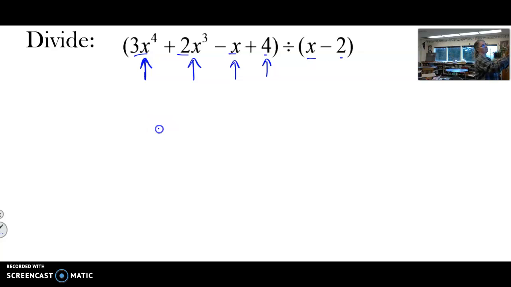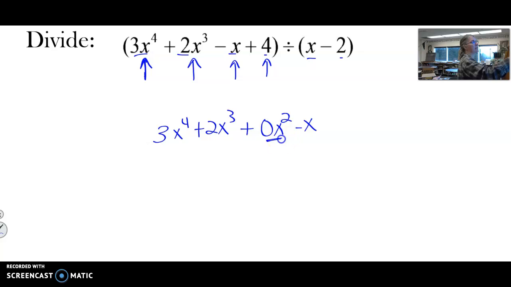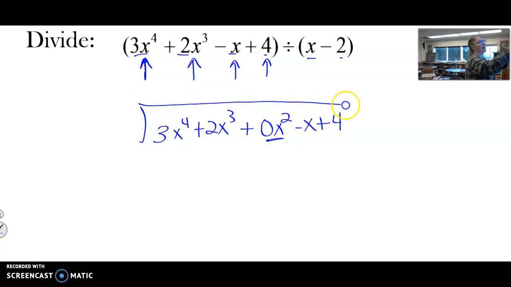So what we're going to do, we're taking this polynomial right here, but I want to throw in a 0x squared to keep things lined up neatly. If you don't do this piece, it just makes it a little bit more challenging. It's still doable, but you're going to want to put in any missing terms. And then we're dividing by the second polynomial, x minus 2.